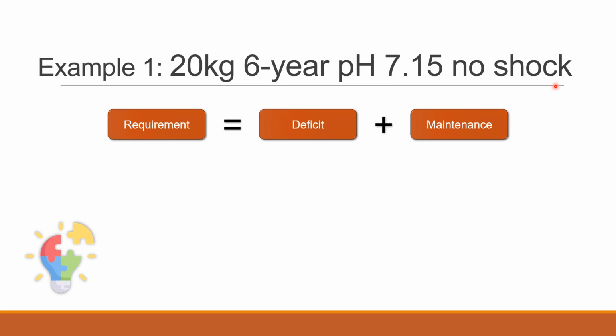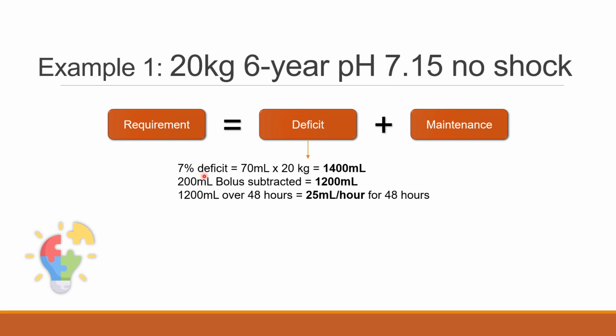First, we'll calculate the deficit. So how do we calculate the deficit? The deficit depends upon the initial pH. How much is the initial pH? 7.15. 7.15 means mild, moderate, or severe? It is moderate because it is lying between 7.1 to 7.19. So the deficit is depending upon moderate dehydration. Moderate was how much? 7%. 7% means 70 ml per kg, because 1% refers to 10 ml per kg. So how much is the deficit? 7%. That means 70 ml per kg. That is 20 kg. That means 1400 ml.